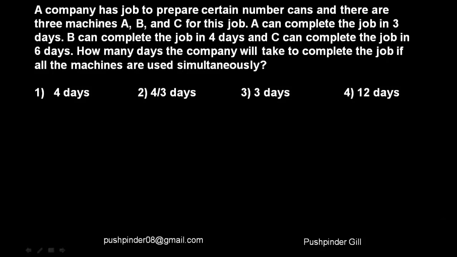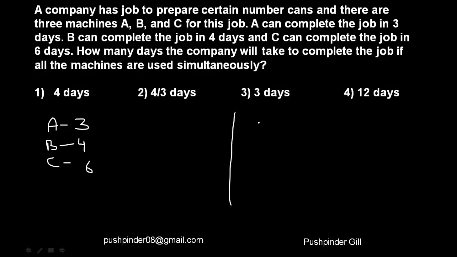Right? So now let's lay out the question, guys. A can complete the job in 3 days. B can complete the job in 4 days, and C can complete the job in 6 days. Now how many days will the company take to complete the job if all of the machines work simultaneously? So you can do this question in 2 ways. Let me show you the 2 ways.